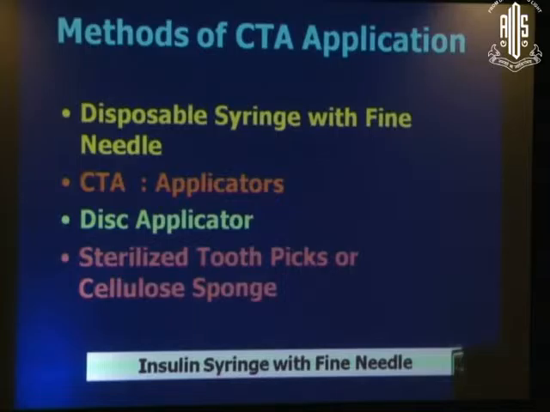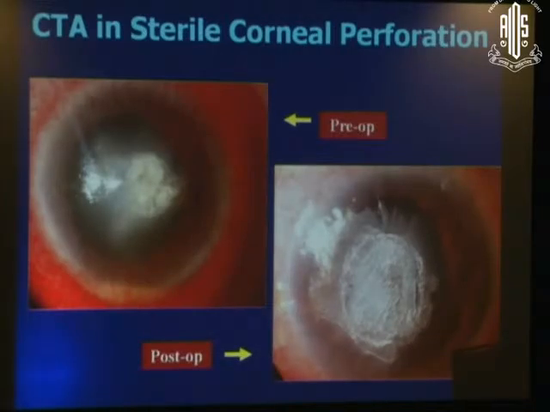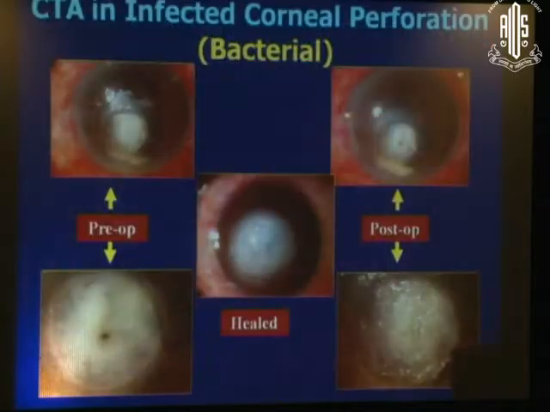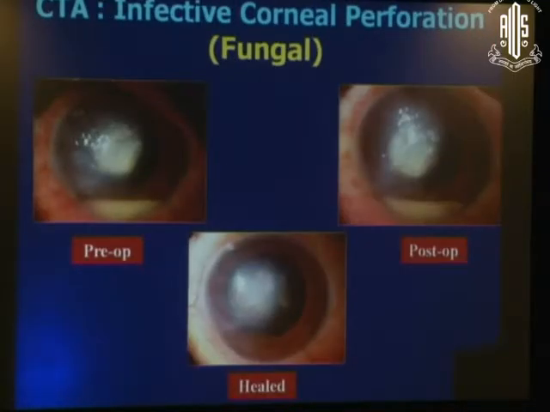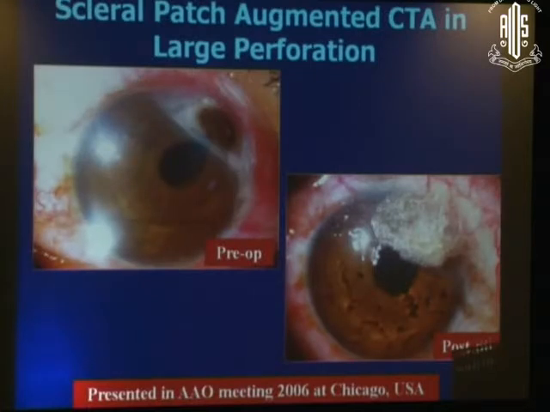A little bit on the technique. The key is to use a minimum amount of tissue adhesive, whether you use an insulin syringe with a fine needle, or there are some other methods also. You can use toothpicks or something. But the key is to de-epithelize the perforation surrounding area, so that the tissue adhesive plug sticks clearly to it, and also make the corneal perforation dry using a cellulose sponge, so that the cyanoacrylate doesn't enter into the anterior chamber. These are some of the patients treated with the cyanoacrylate tissue adhesive, and this is one patient having a fungal ulcer treated with this.